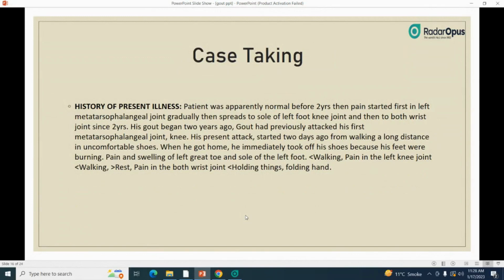Amelioration by rest. Pain in both wrist joints, aggravated by holding things and folding hands. So as we discussed in this slide, his present attack started 2 days ago from walking a long distance in uncomfortable shoes. When he got home, he immediately took off his shoes because his feet were burning. The left toe felt as if he had sprained it and was very painful to touch.